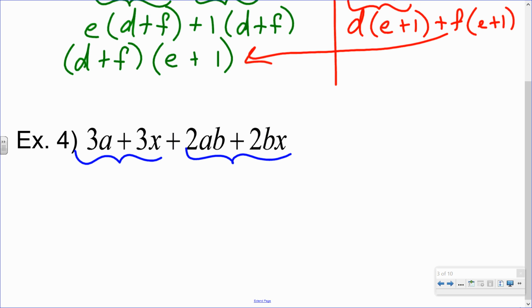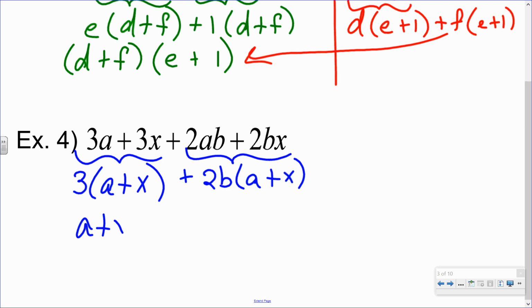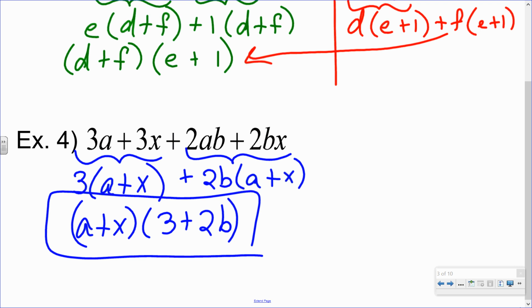Sharon, what'd you do with the first two? Excellent. And then for the last two, Mia. Mia A. Do I have two Mias in here? And we got matching parentheses, so final answer, one parentheses is a plus x, and the other one is 3 plus 2b. So grouping more or less coming back to you.